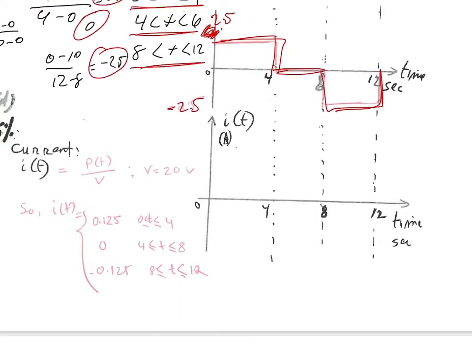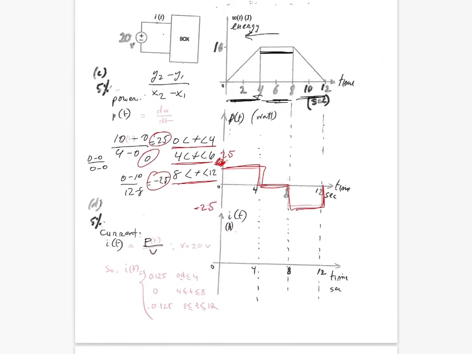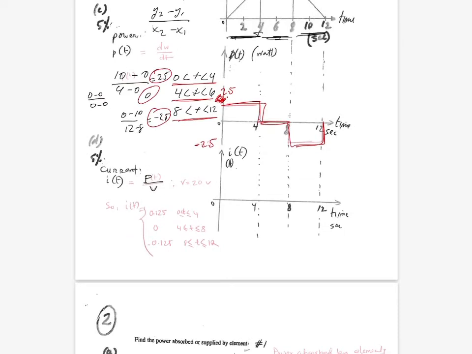Alrighty, and then so the current is equal to power over voltage. Power over voltage. And our voltage is given to us here at 20 volts. So we say 2.5 over 20, and that's how we get this 0.125 from 0 to 4.